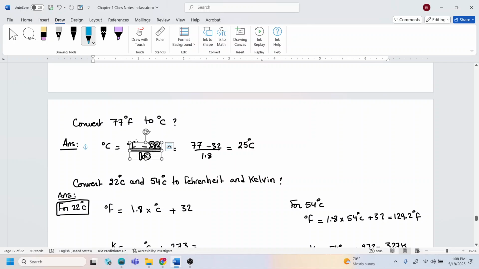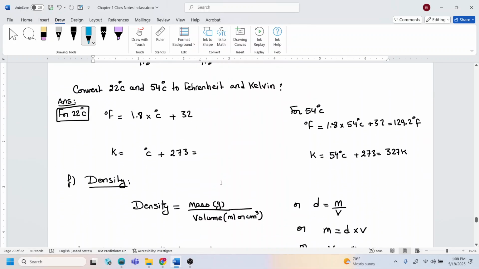Convert 77 Fahrenheit to Celsius. So you have your Fahrenheit. Just make sure that you choose the right equation. Plug in your given and then get your Celsius in there.